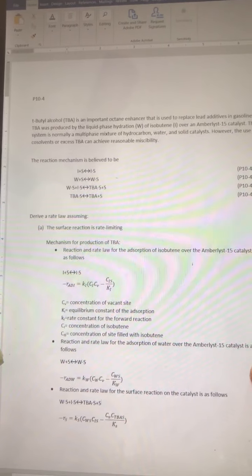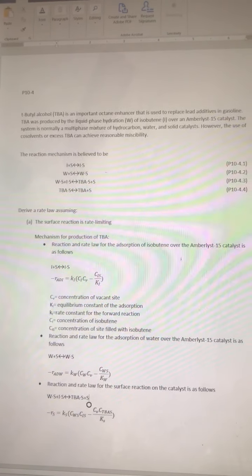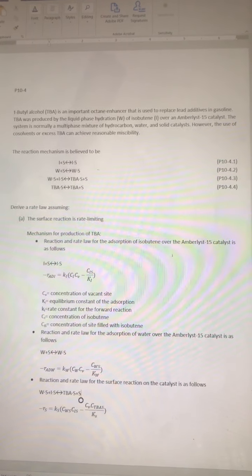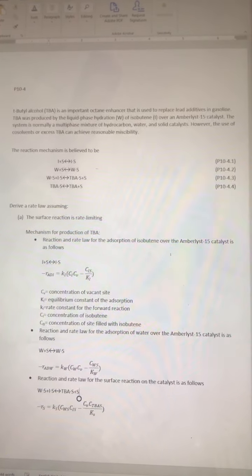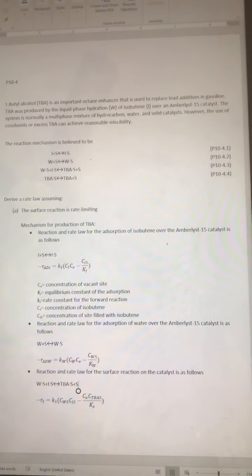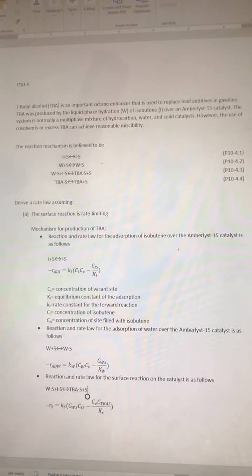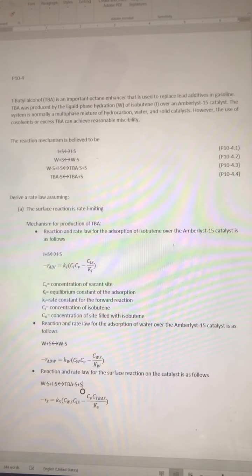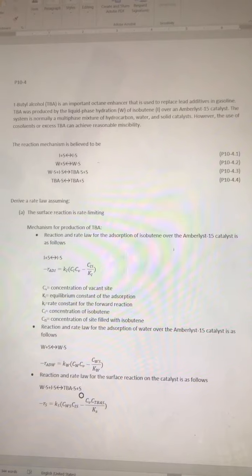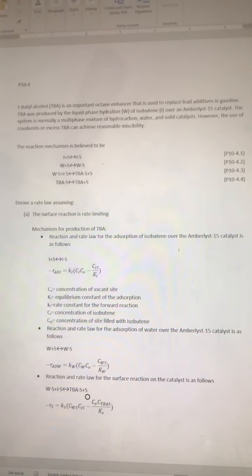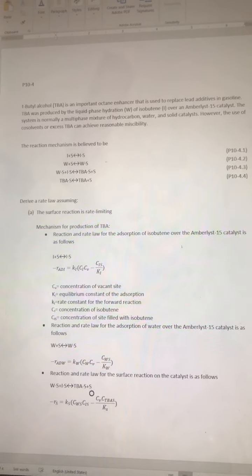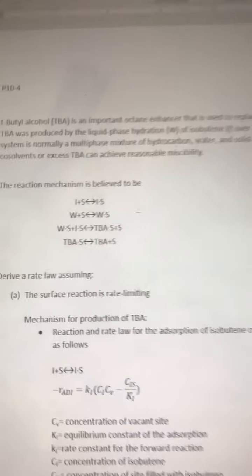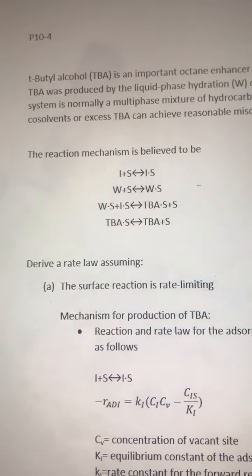So tert-butyl alcohol, TBA, is an important octane enhancer that is used to replace lead additives in gasoline. TBA was produced by the liquid phase hydration, W being water, of isobutene, I, over an Amberlyst 15 catalyst. The system is normally a multi-phase mixture of hydrocarbon, water, and solid catalyst. However, the use of co-solvents or excess TBA can achieve reasonable miscibility. Then it gives us the reaction mechanism right there.